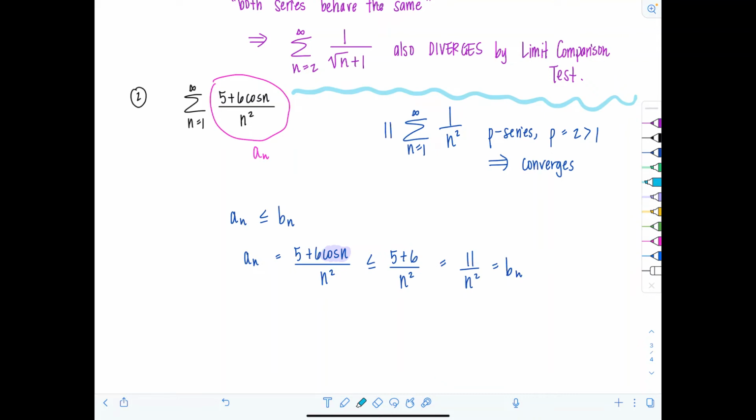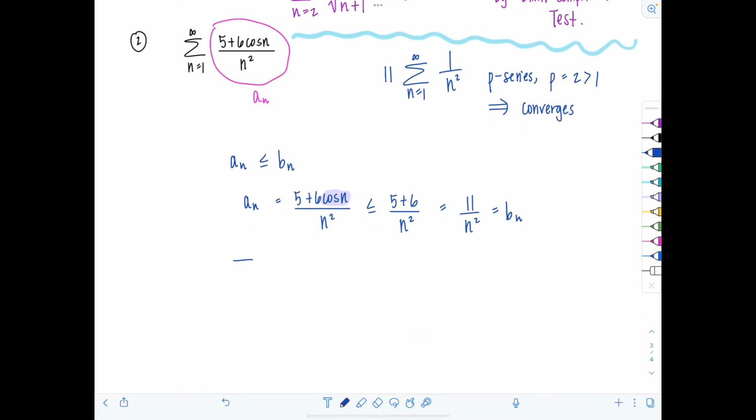Okay, so I think we showed what we need to do with just direct comparison. I didn't even need to do limit comparison. This means the sum from n equals 1 to infinity of 5 plus 6 cosine n over n squared, what does it do? It converges by the comparison test. Okay.